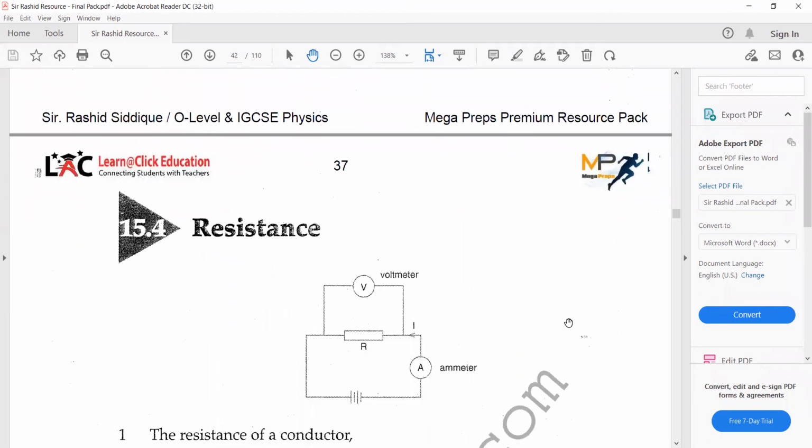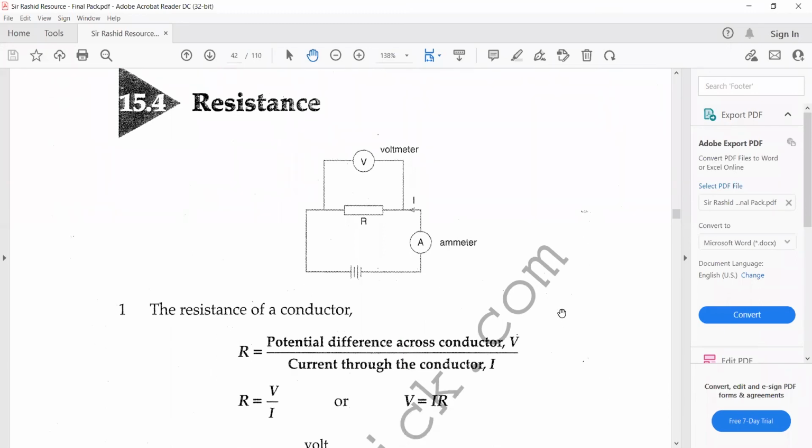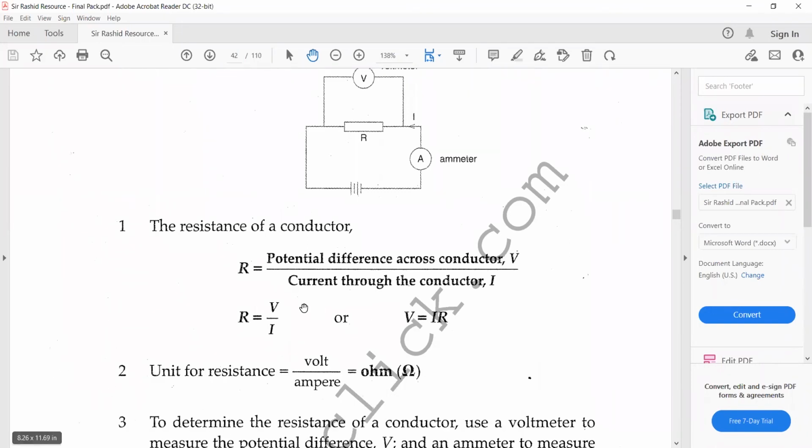The next concept is resistance. Its actual definition is that it is a ratio of voltage to the current, voltage or potential difference to the current. R is equal to V upon I. It is measured in ohm. And remember, this is the sign of ohm. 1 ohm is equal to 1 volt per ampere. When you write some numerical, then along with the answer of resistance, you can write the unit ohm or you can write V upon A, volt over ampere.